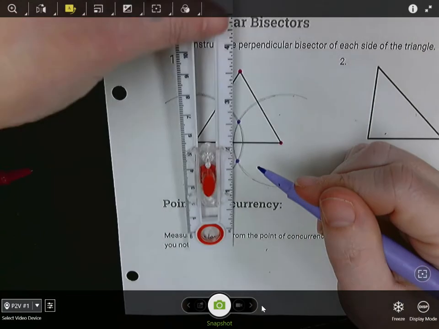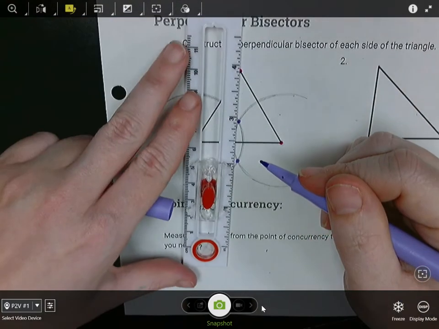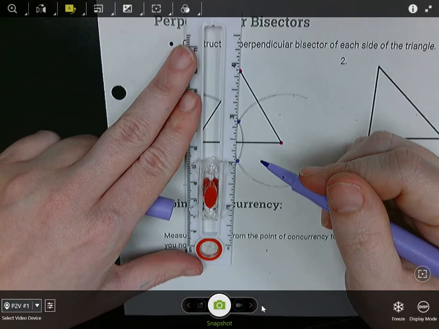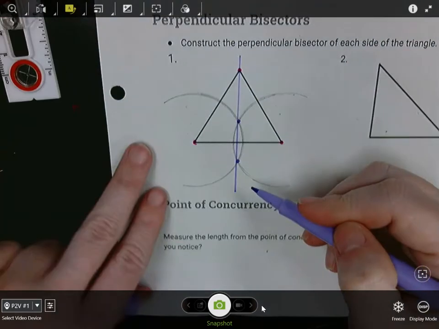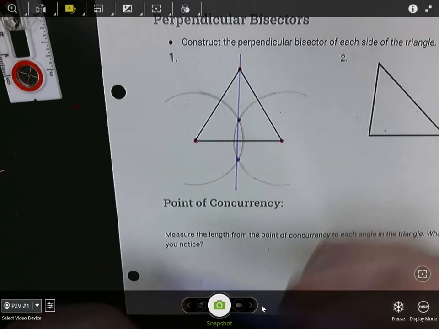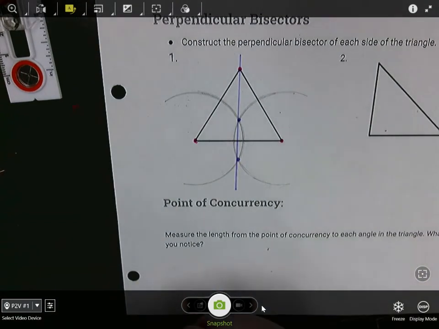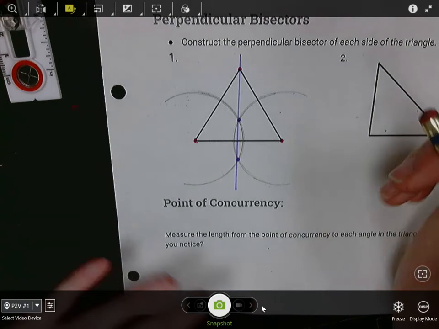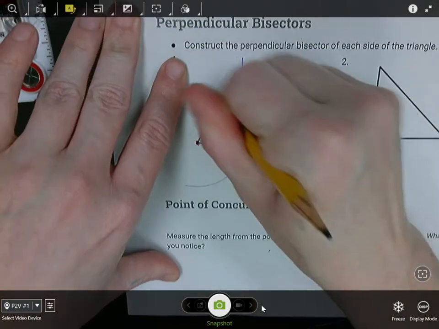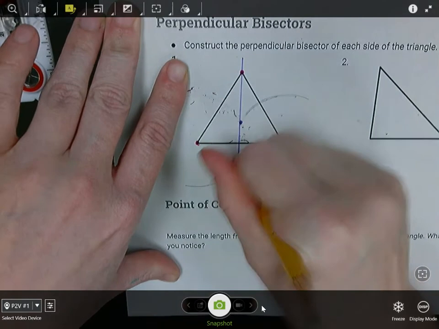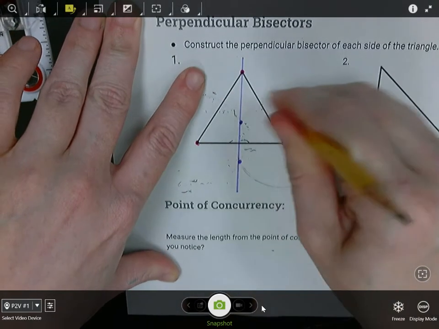So what you're going to do is draw a line that goes through the 2 points. Okay, so I drew a line that went straight through those 2 points. Pay attention. And then once you draw that line, I would go through and erase your arcs so that they're not that dark.